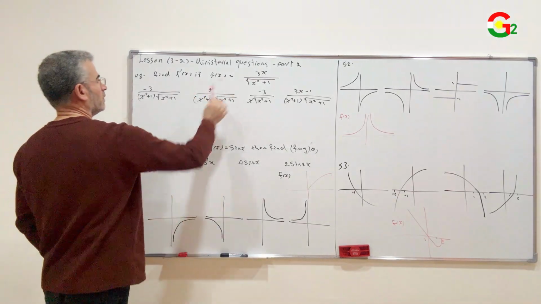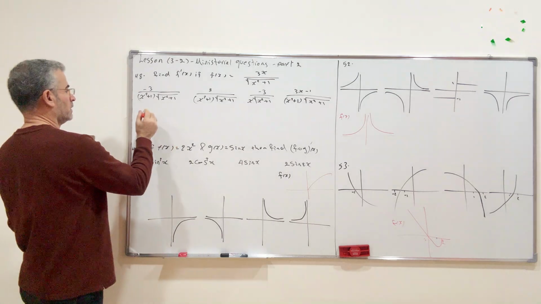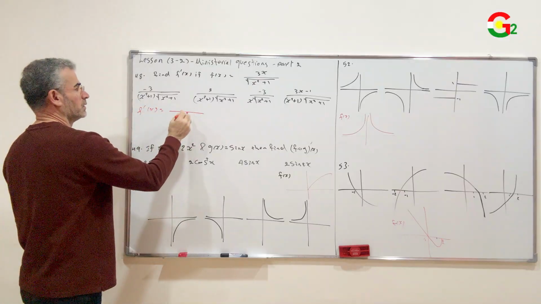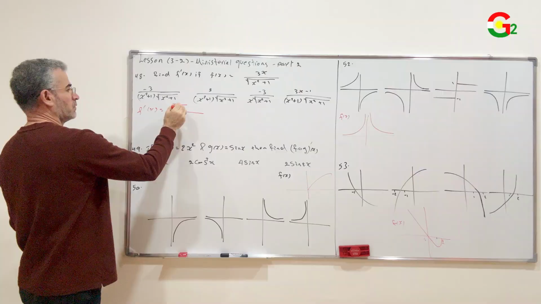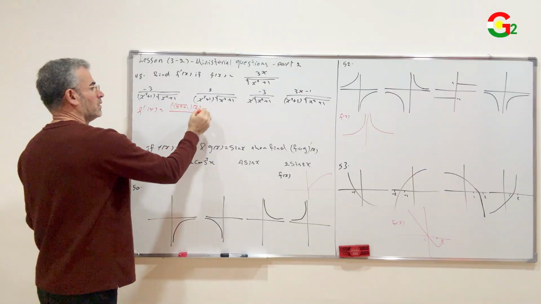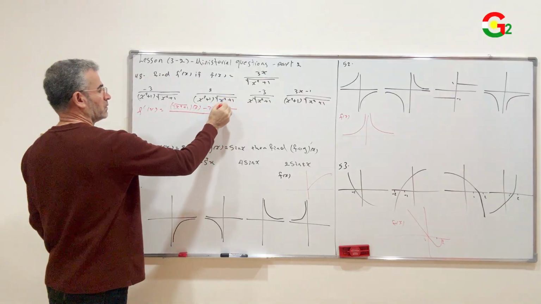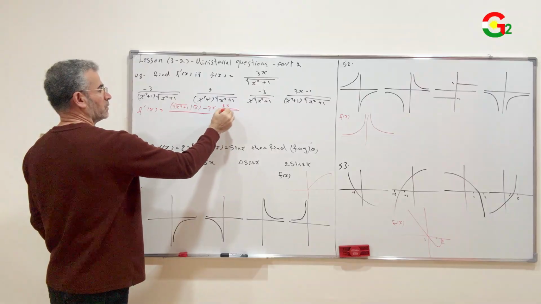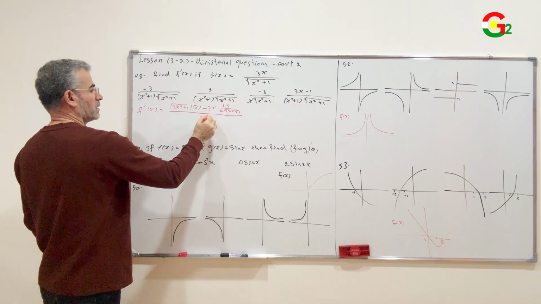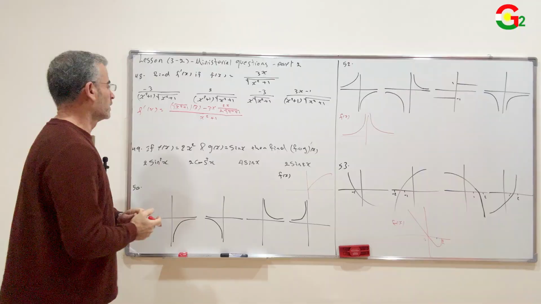Question number 48. Find the derivative of the function 3x over square root of x squared plus 1. Apply the derivative of division of two functions. f prime of x equals the denominator square root of x squared plus 1 times the derivative of the numerator 3 minus the numerator times the derivative of the denominator 2x over 2 square root x squared plus 1, over the denominator squared, the square of square root x squared plus 1, it is x squared plus 1.